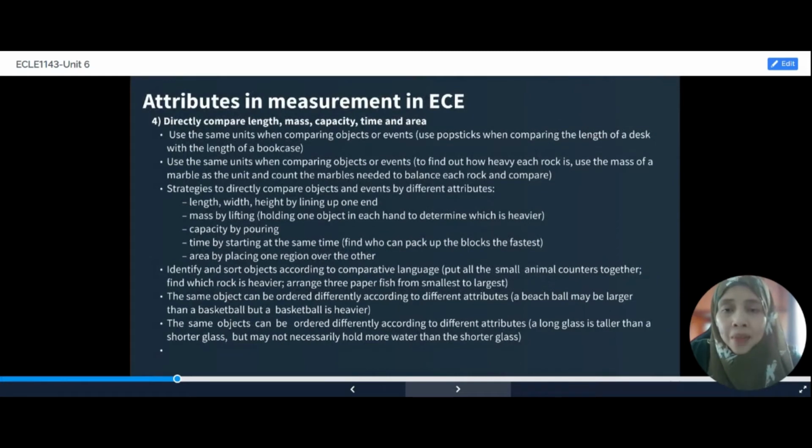Directly compare length, mass, capacity, time and area. Use the same units when comparing object or event. So artinya kalau you gunakan pensel ini untuk mengukur phone, untuk phone yang satu lagi pun you guna pensel yang sama. Use the same units.